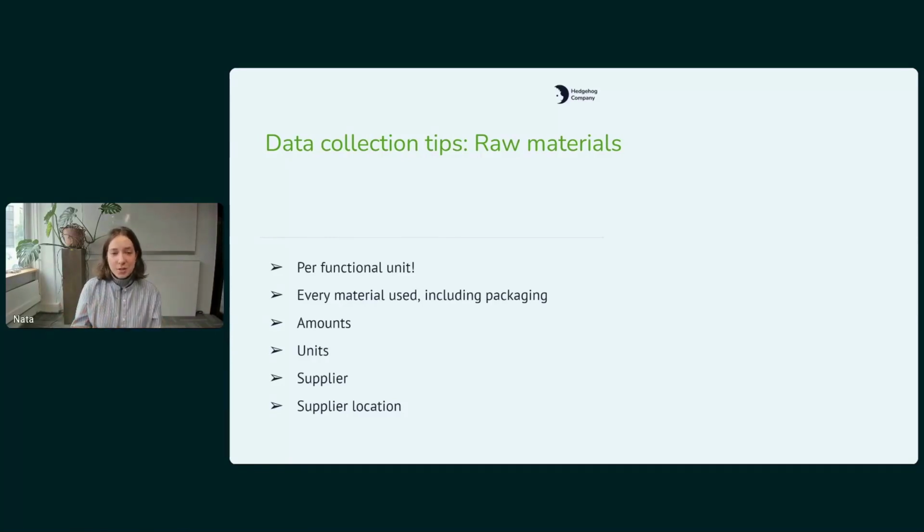We need the information on every single material that is used in the manufacturing of the product, including the packaging of the product. We need all the amounts in all the respective units. It can be kilograms or liters or whatever, depending on what kind of material it is. We also need to understand who the suppliers are of all the raw materials and where they are located.